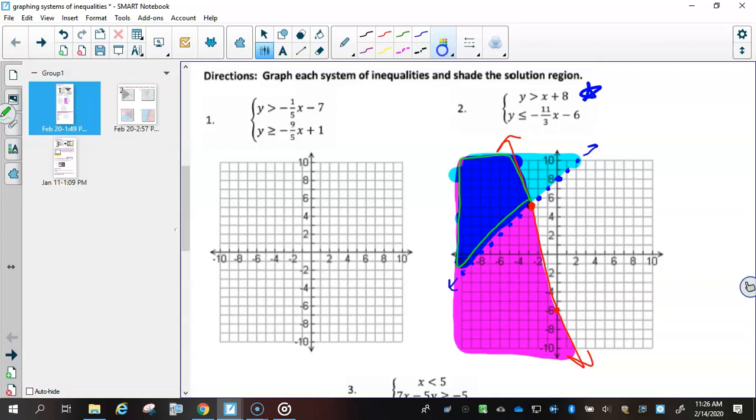So not much has changed. You're still doing the same things you were doing while you were graphing. You are now just graphing 2 of them, which means you have to remember which ones are dashed, which ones are solid, which ones are shaded above, which ones are shaded below. I want you to try number 1. So try number 1 and then we'll go over that one.